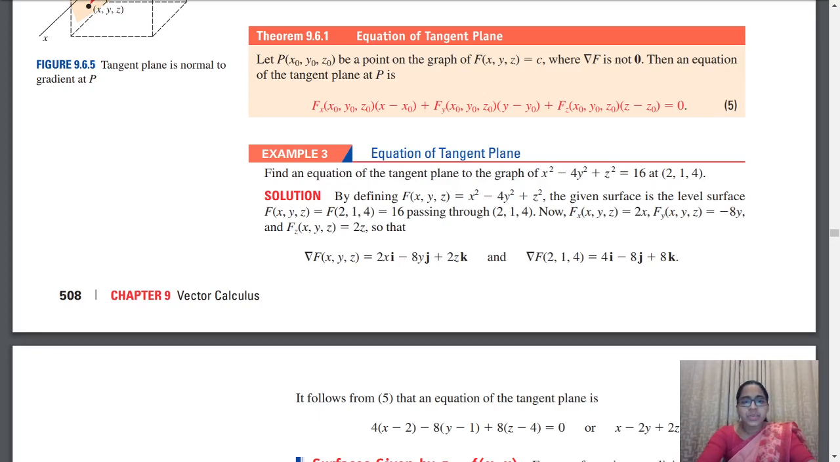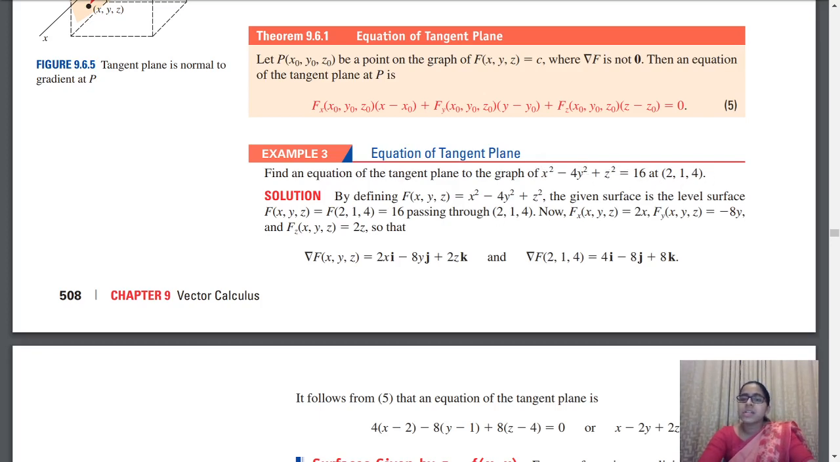So the next example actually depicts the same thing. We are asked to find an equation of the tangent plane to the graph of x² − 4y² + z² = 16 at (2, 1, 4). That is, the surface is given to us and a point is also given to us. So first we will consider f(x, y, z) = x² − 4y² + z². Now what will be f(2, 1, 4)? We need to find the tangent plane at that particular point, right? So if we are considering f(x, y, z) = x² − 4y² + z², what will be f(2, 1, 4)?